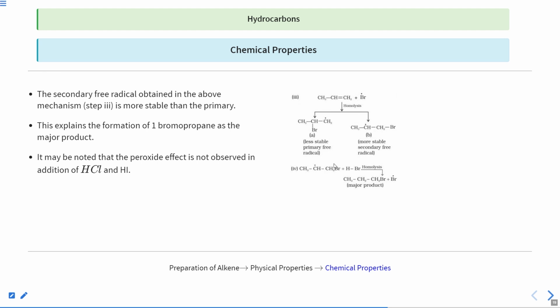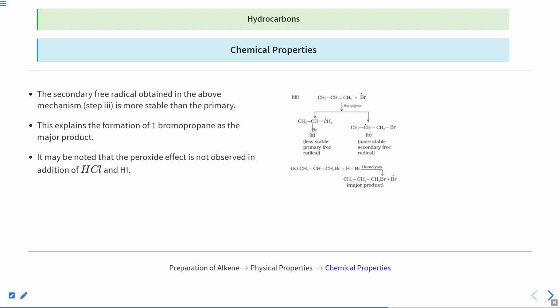To this radical, your H comes and gets attached. Now if you see here, the Br radical is being added to this part, which is the carbon holding a greater number of hydrogen. Why? Because the radical that is being formed is taking up the hydrogen and not your bromine. Whereas in the case of Markovnikov rule, the positive charge will be the one breaking the negative, taking the bromine.